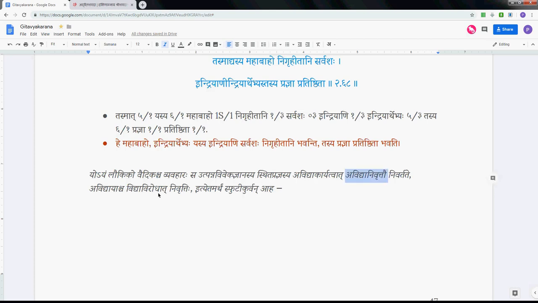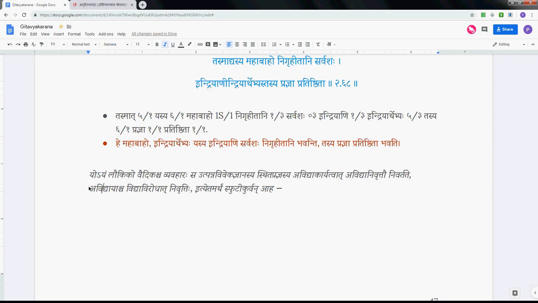Avidya nivritti, how does that happen? Because of vidya virodha. Vidya and avidya are virodhi, they are opposed to each other. That is the nanyartha here. If you remember, there are six nanyarthas. There are six arthas for nanj.